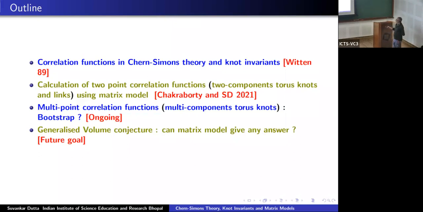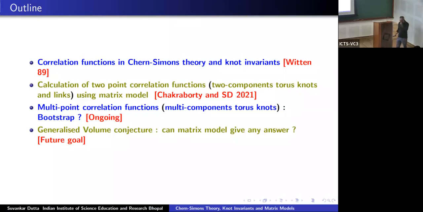I will discuss the calculation of these two-point correlation functions using matrix model. This work we have done with our PhD student Kuchal. And then you will see that when you go from 2-point to 3-point correlation function, it is a little difficult to apply the same technique that we have applied for 2-point correlation function. What we are now trying is to calculate these 3 and higher point correlation functions using matrix bootstrap.